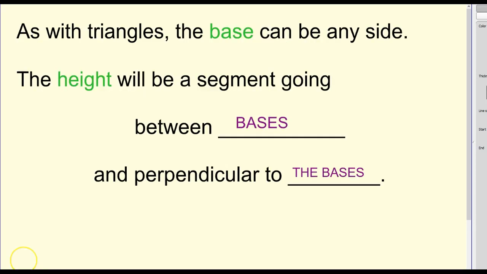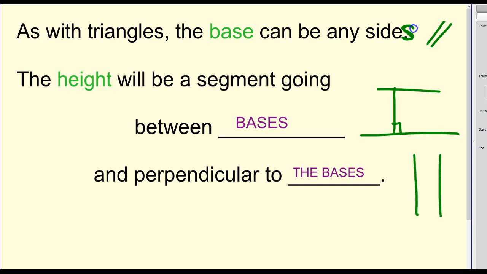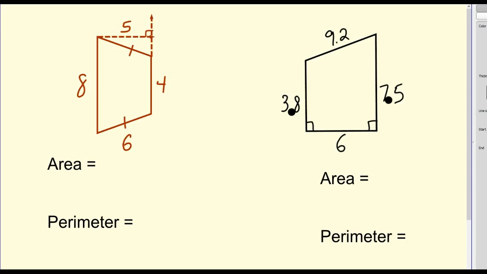Okay? So to review, just like in a triangle, the bases are going to be sides of the shape. In a trapezoid, we're going to have two bases. So I need two sides that are parallel for a trapezoid. And then the height has to be a segment going between them. So if my bases go like this, my height has to be perpendicular going between them. If my bases go like this, my height has to be perpendicular going between them.